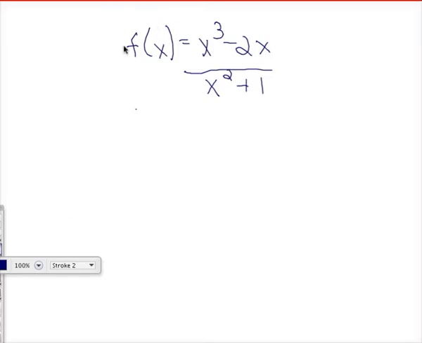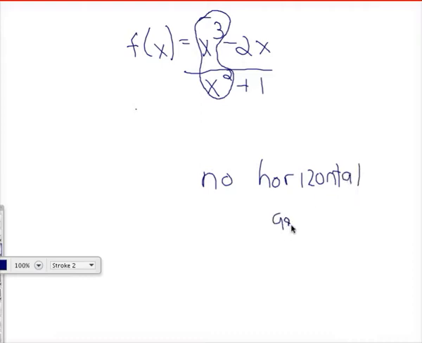All right, here's our last example. In this case, the numerator, x to the third power, is higher than x squared. So when the numerator has the higher exponent, then there's no horizontal asymptote. No horizontal. Interestingly enough.